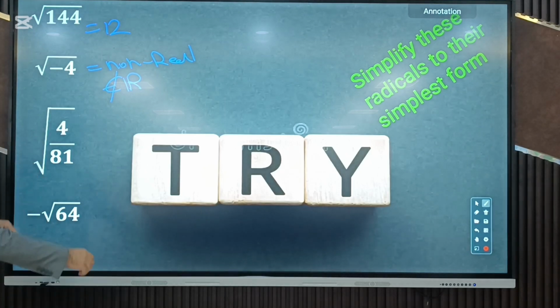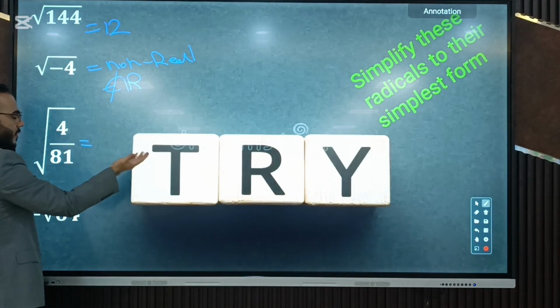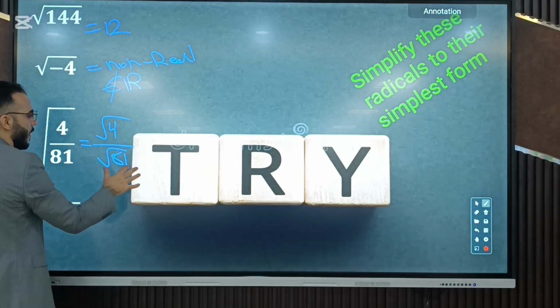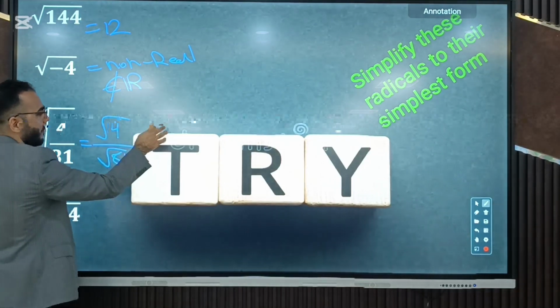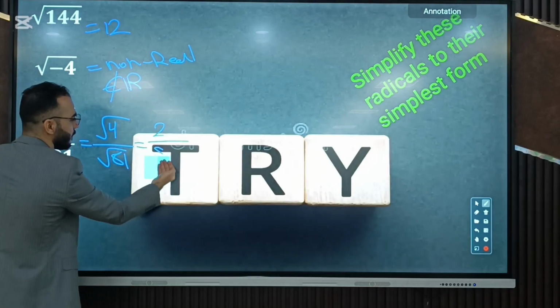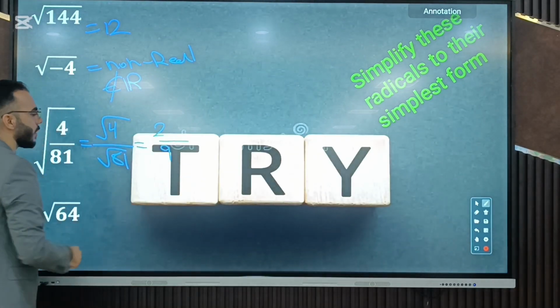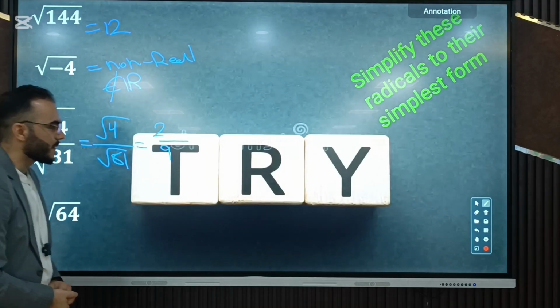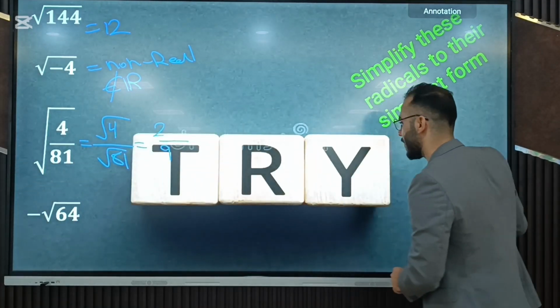How about the square root of 4 over 81? We can use the property that we already had: the square root of 4 over the square root of 81. The square root of 4 is 2. The square root of 81 is 9. Okay, 2 over 9 is the result. And I will leave this one for you guys. I hope that you can solve them.